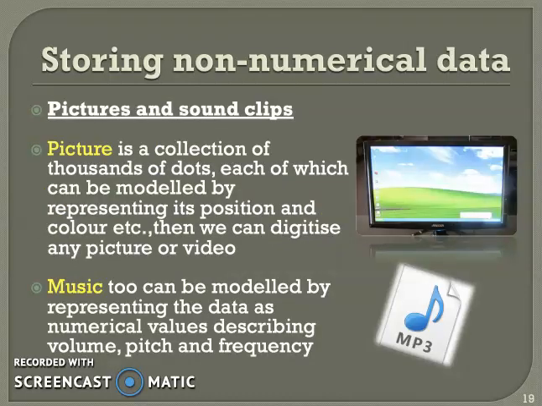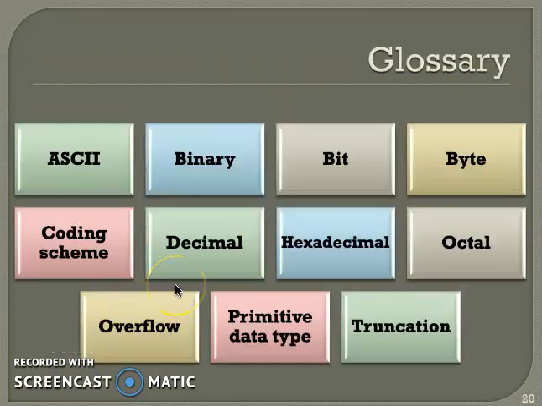Almost at the end, storing non-numerical data. A picture is basically a collection of thousands of dots, or pixels, each of which can be modeled by representing its position and color. Then we digitize any picture or video. Music too is modeled by representing the data as numerical values, describing volume, pitch, and frequency. And that covers this module, how the computer sees data.